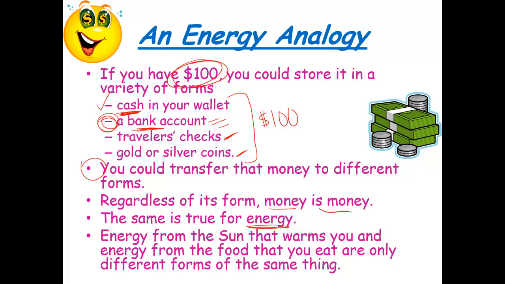Whether it be thermal, electrical, or chemical, energy is energy. Energy from the sun, and the chemical energy we get from food, it's all the same thing. It's just different forms, going from one form to another. So that's what you have to keep in mind. It's all energy. It's transferred from one type to another, but it's all the same type of energy.